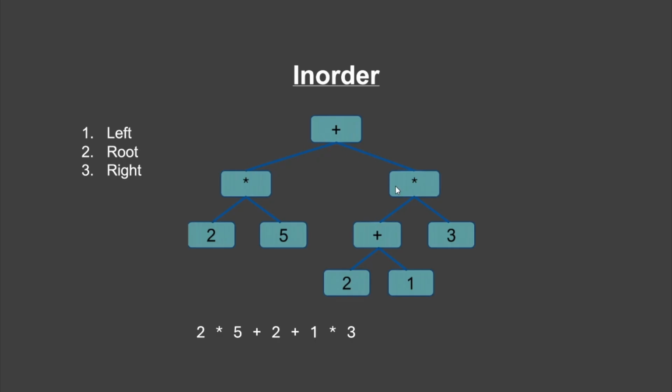And again go all the way down on the left side. So the next node we print is 2. Then it's root node plus.